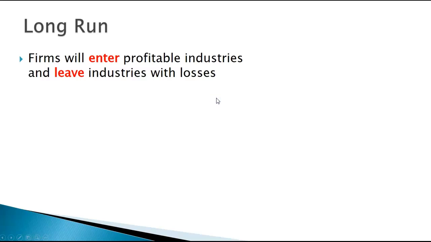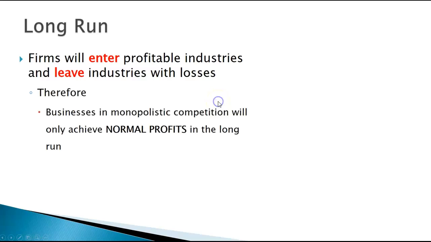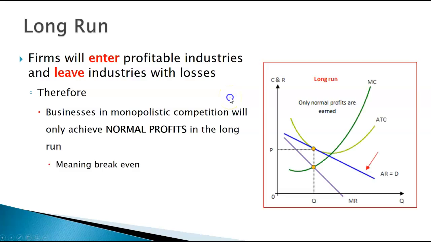In the long run, firms can enter and leave the market based off of profits. So just like perfect competition, businesses in monopolistic competition will only achieve normal profits, aka they break even, in the long run. So in the long run, they always break even, as you can see here.